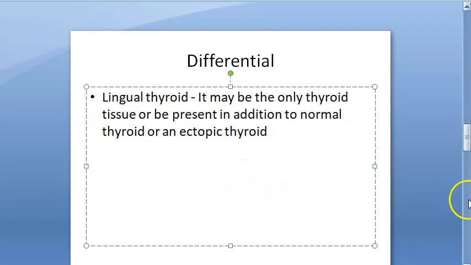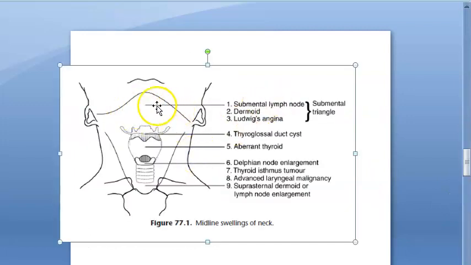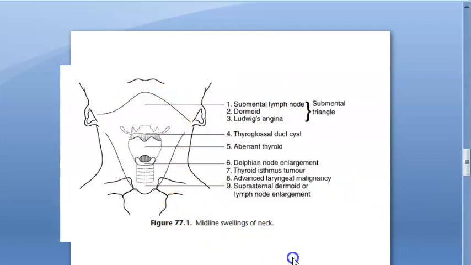It can be lingual thyroid. So, see, all the submental, all the midline neck swellings you should rule out. Submental lymph node, dermoid, Ludwig angina, thyroglossal duct cyst, aberrant thyroid, thyroid cyst. It can be Delphian node enlargement, thyroid isthmus tumor, advanced laryngeal malignancy, suprasternal dermoid, lymph node enlargement. All this you can write.